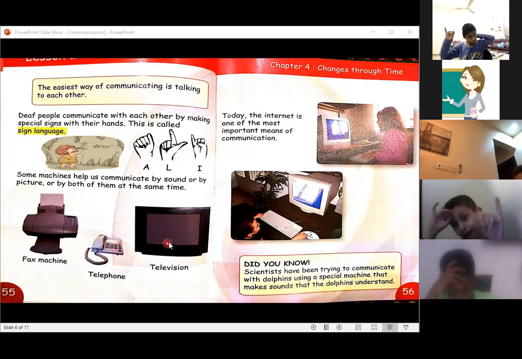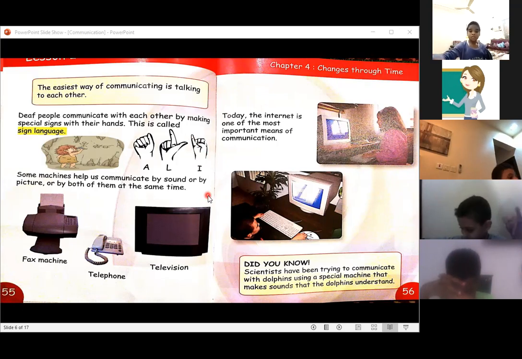So this is called ASL, American Sign Language, okay? So this is called a sign language. Some machines help us communicate by sound or by picture or by both of them at the same time. As you see here, fax machine, telephone, and television.